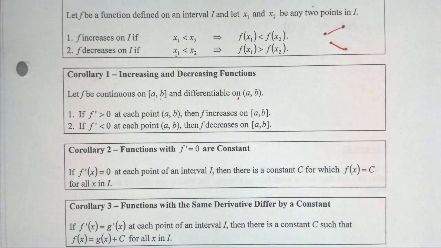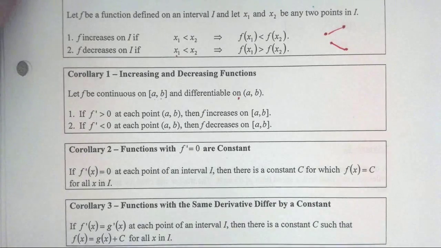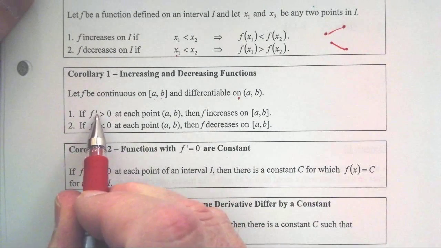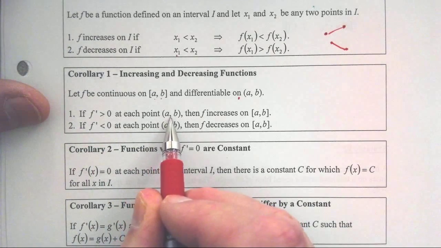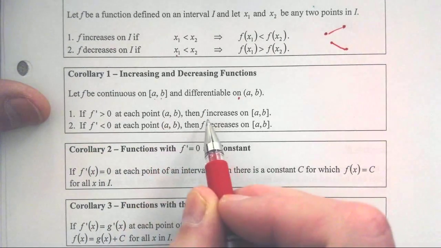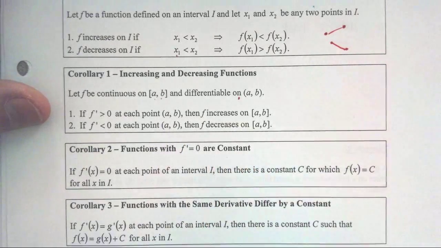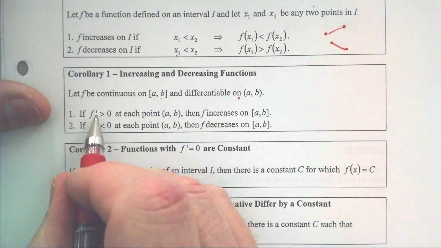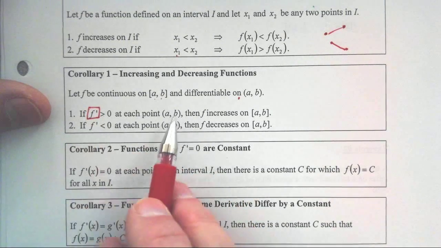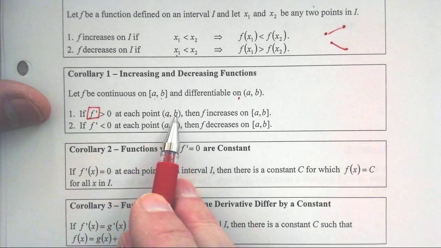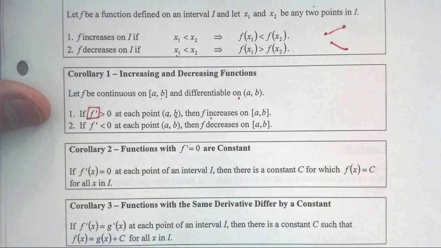We need to learn to make certain we're reading that as an interval and not as an ordered pair point. Then, if the derivative is greater than 0 at each point on the interval from a to b, then f increases on that interval. Well, that should make perfect sense as well, because this is saying if the slope is positive from point A to point B, then the graph is going up.